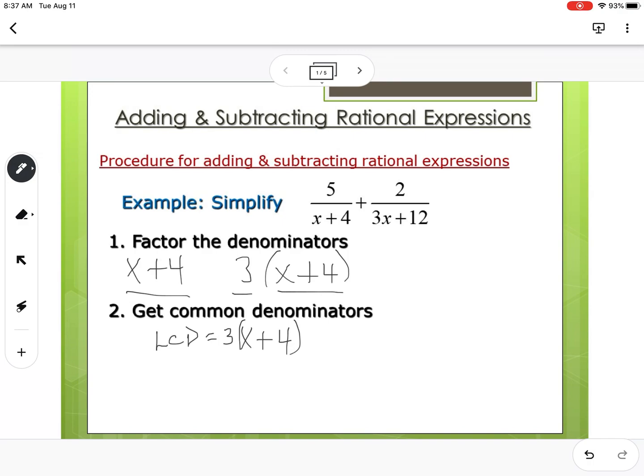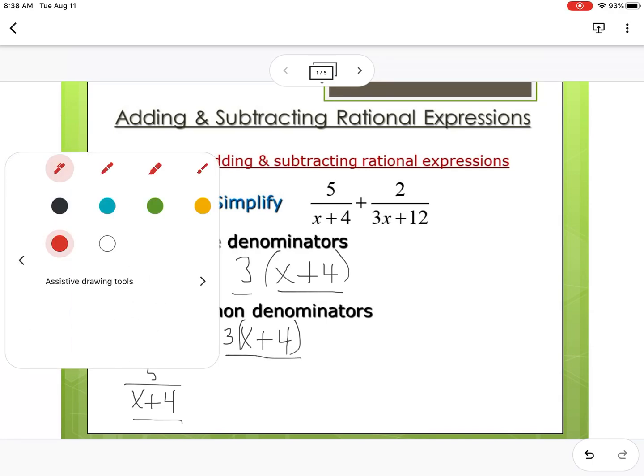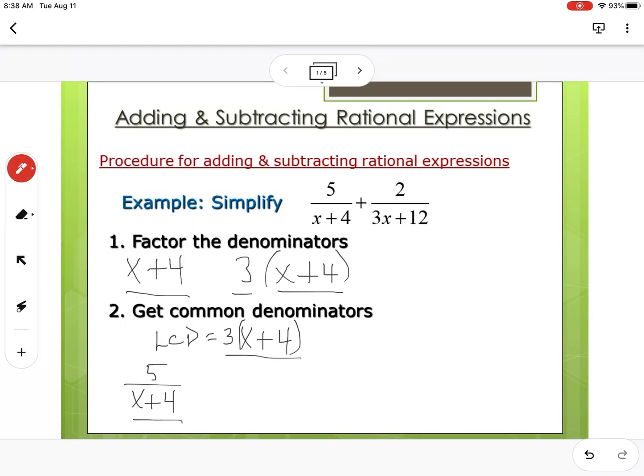So now I need to make each denominator from the original problem, the factored form, look the same. So I have 5 over x plus 4. Well, I need to make this denominator look like the LCD. So in order to do that, I need to figure out what I need, and I need a 3. So what I'm going to do is multiply the denominator by 3. If I do it to the denominator, I have to do it to the numerator.